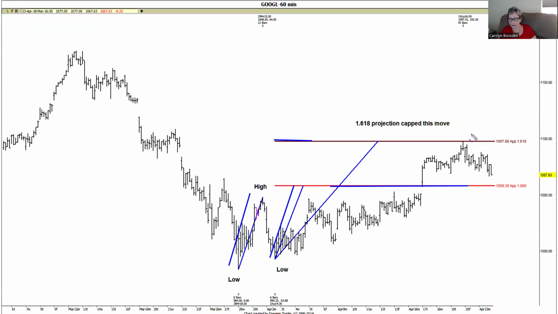This came in at 1097.88. Okay, if you run this low to high and then project from here, 1618. And the actual high in this case was made at 1097.51. So again, not a perfect hit, but we did start to see the market pull back after we reached that 1618 extension.